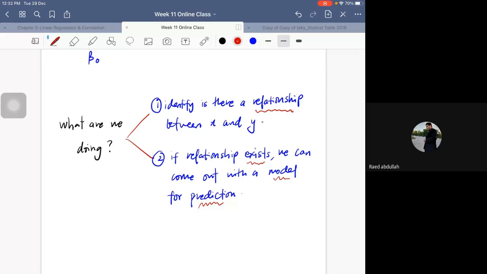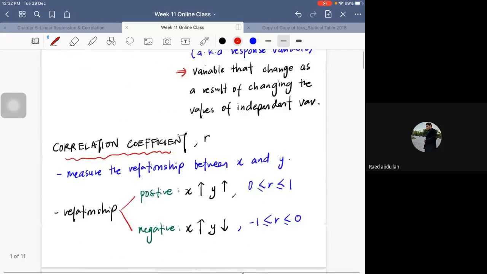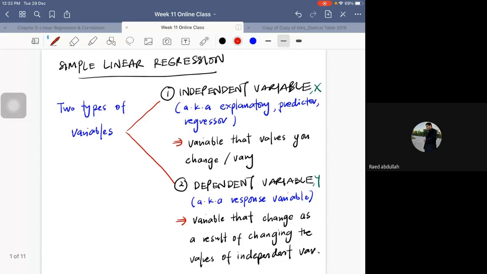And there are two models that we're going to discuss. First is simple linear regression, which we are about to discuss today. Another model is multiple linear regression, which we are supposed to discuss in 5.3. So now first let's have a look at simple linear regression.